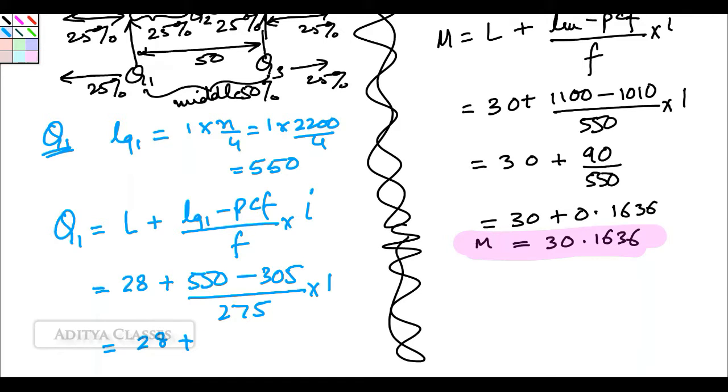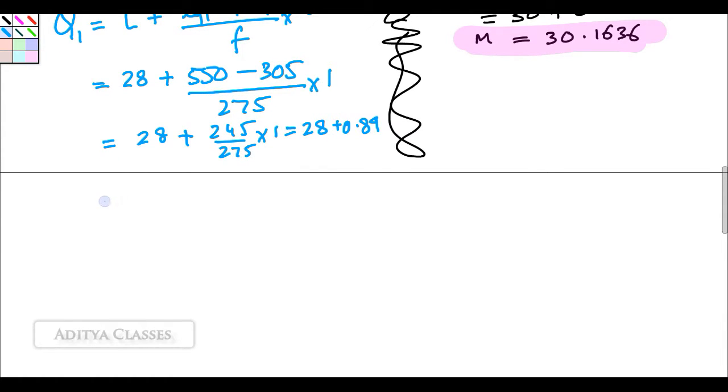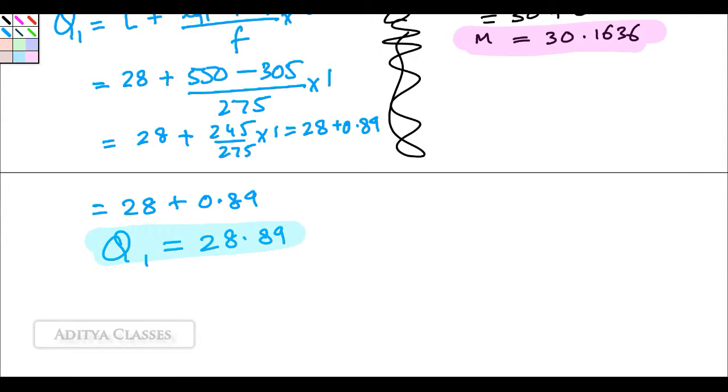plus 245 divided by 275 multiplied by 1, giving me 28 plus 0.89. So total quartile comes down to 28 plus 0.89, or Q1 is 28.89. So this is our Q1.